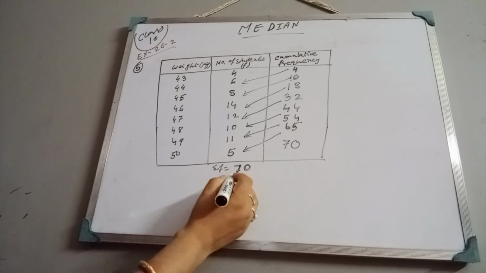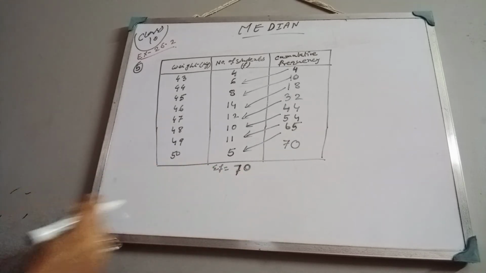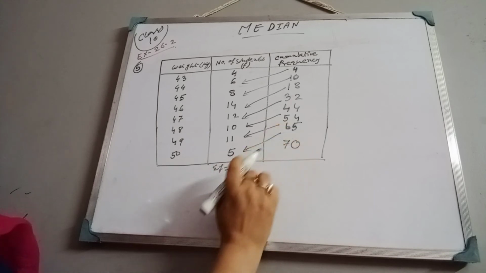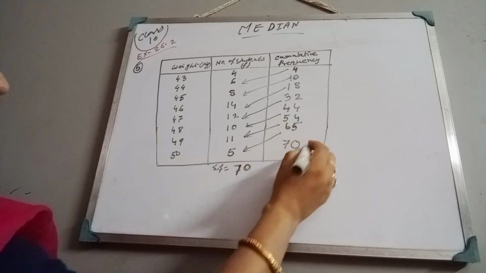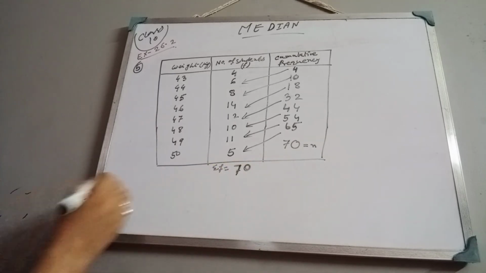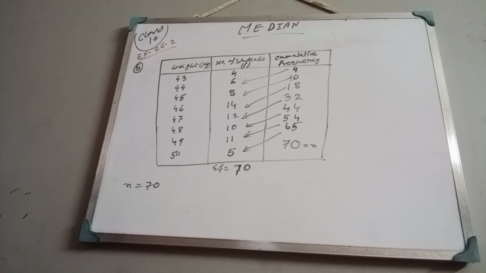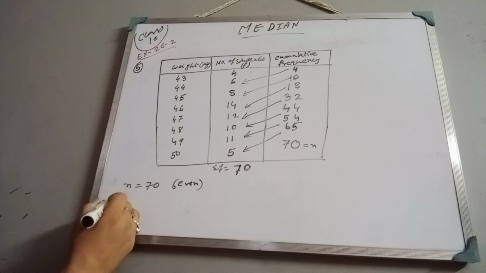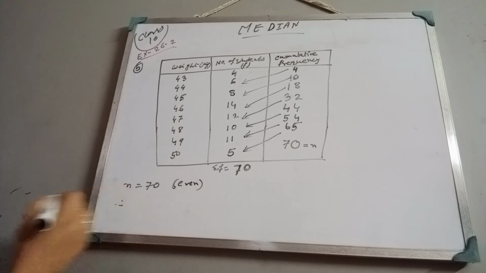Now see, here we have got the number of students as 70, and here again the last value of cumulative frequency should be the same, and this equals n we will consider. So now n is equal to 70, which is an even number. When it is even, therefore median will be what?